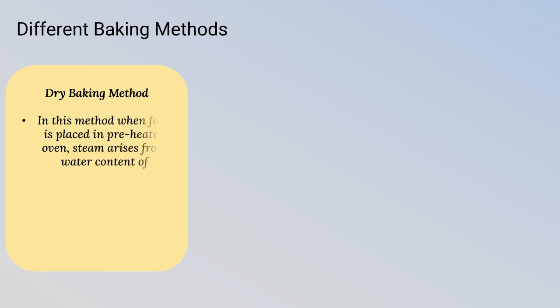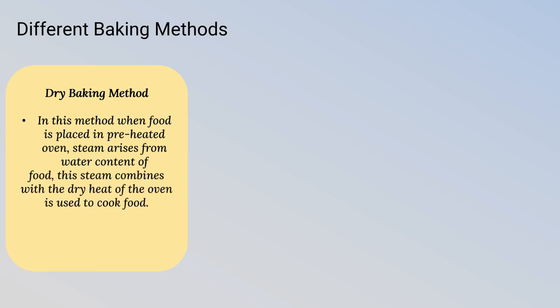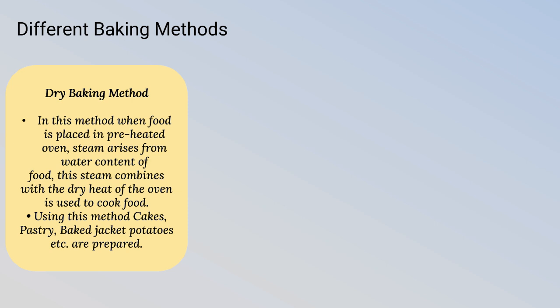What are the different baking methods? Number one, dry baking method. In this method, when food is placed in a preheated oven, steam arises from the water content of the food. Every food material has some water content, and this steam combines with the dry heat of the oven and is used to cook the food. Using this method, cakes, pastry, baked jacket potatoes, etc. are prepared. So what is the dry baking method?